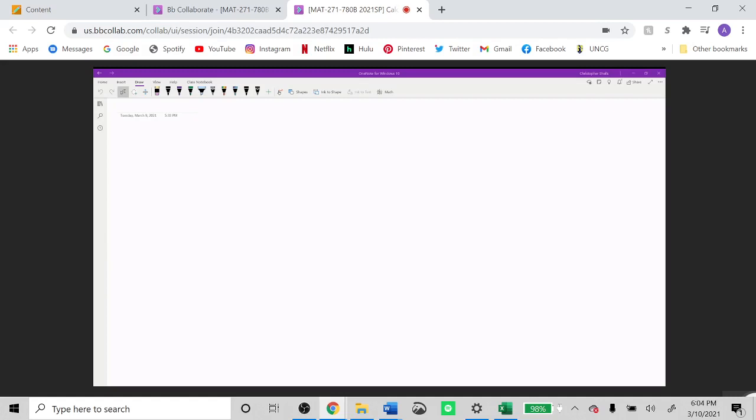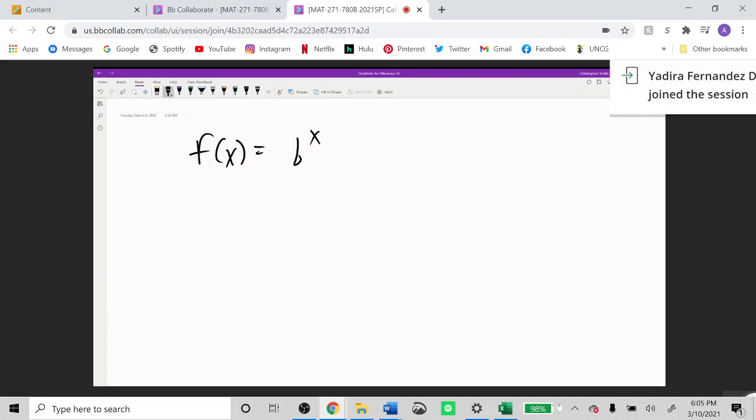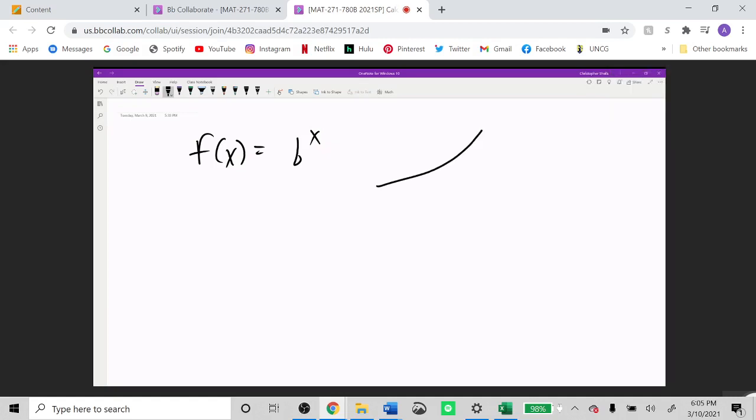So the idea here is if I have some generic exponential function, say f of x equals b to the x. An exponential function is always 1-to-1. Do we agree? If we were to graph this, we would never have any repeated y values, right?